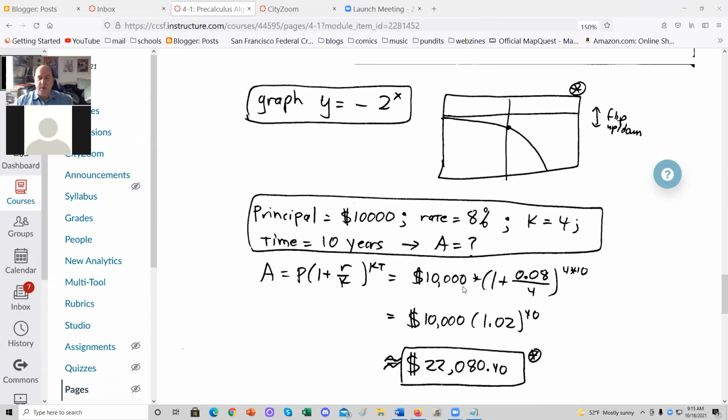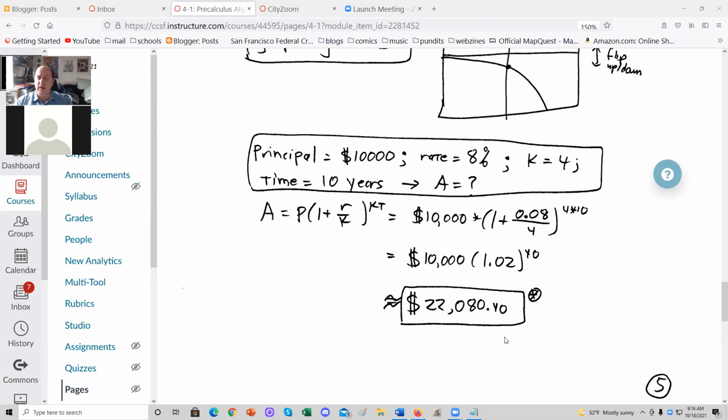Here we have a principal of $10,000 growing for 10 years, compounded quarterly at a rate of 8% per year. What's the amount? Well, here we go. P(1 + r/k)^(kt). P is $10,000. r is 0.08, rate 8% is 0.08. Where k is 4, kt is 4 times 10. So it's 10,000 times 1.02^40, which after a bit of calculation is $22,080.40. It slightly more than doubles in those 10 years.